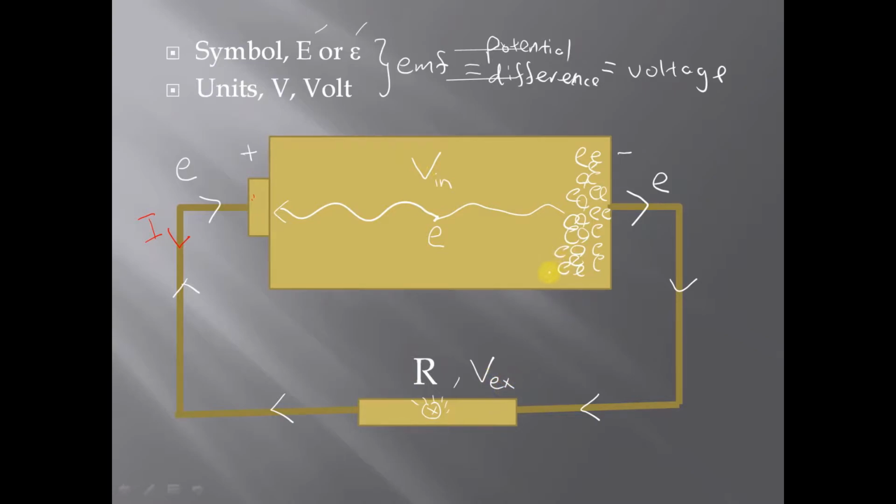Now you can see that we got two types of voltage now, okay, in the circuit. So now come back to the basic. What is EMF actually is?